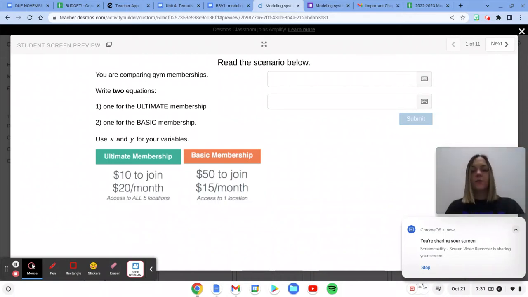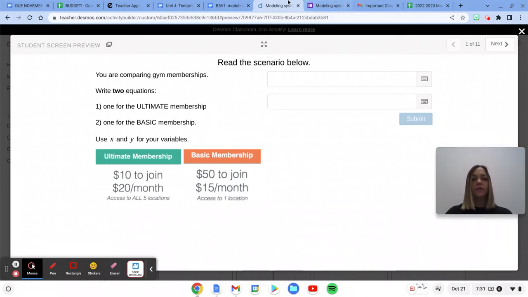Okay, this video is to help you with screens 1 through 5 on our Desmos activity. Our instructions say read the scenarios below. You're comparing gym memberships. Write 2 equations, one for the ultimate membership and one for the basic membership. Use x and y for your variables.